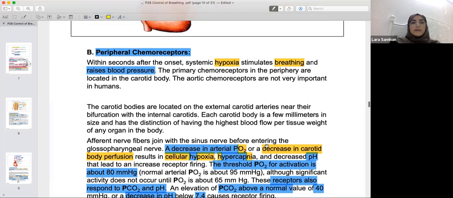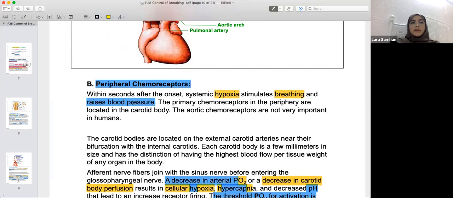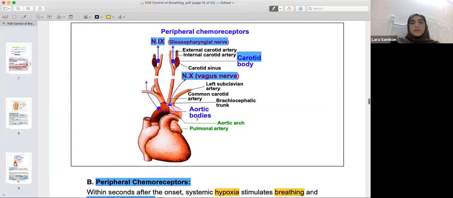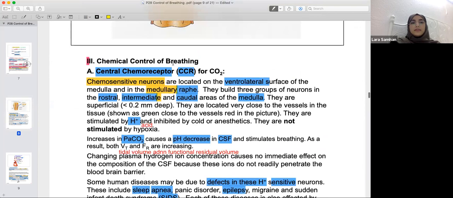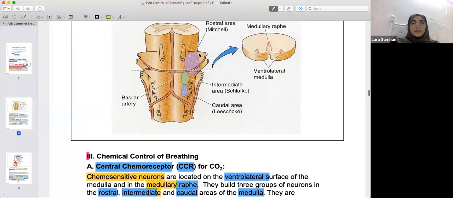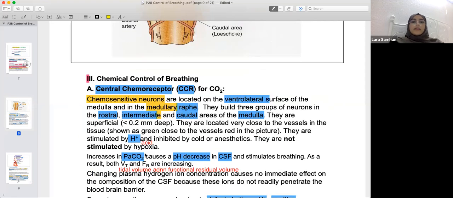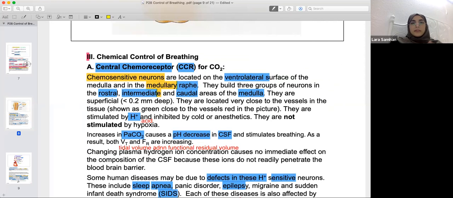Okay? So now, as we said, we talked about the central chemoreceptors and the peripheral chemoreceptors. A very quick review: peripheral chemoreceptors are mainly available in the aortic body and in the carotid body, compared to the central chemoreceptors, which are available in the medulla oblongata. We have them in 3 parts, which are the caudal, the intermediate, and the rostral area. They almost all have the same function, except for minor differences, and they all help in regulating the normal cardiorespiratory function, okay?